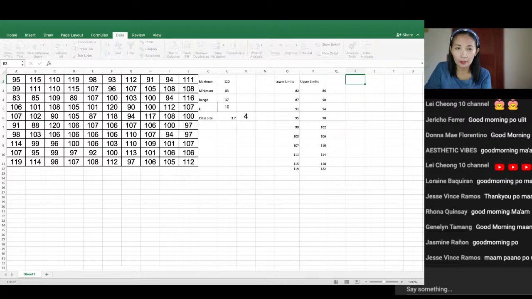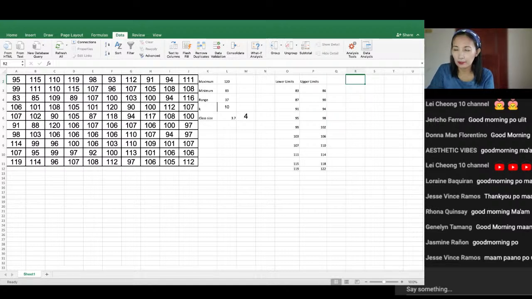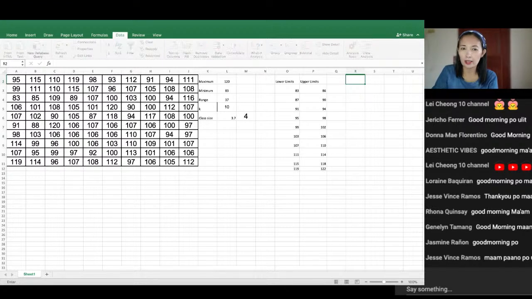Input range means all the set of scores should be highlighted. That's the input range. Once again, let me start. From here, click on any cell and go to data. So in your data tab, you'll find data analysis. Click on data analysis and go to histogram, and this will pop up.